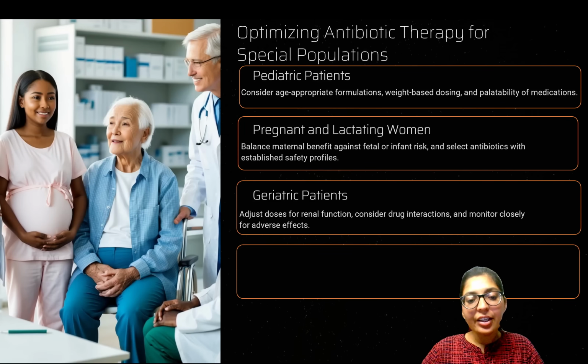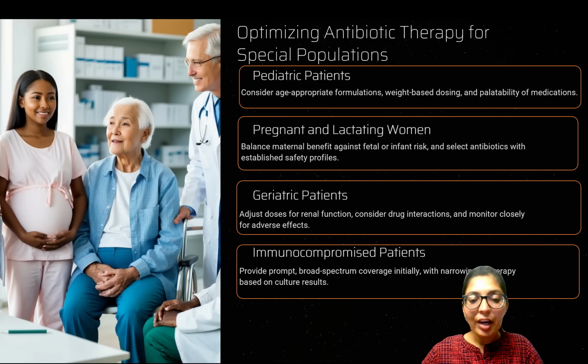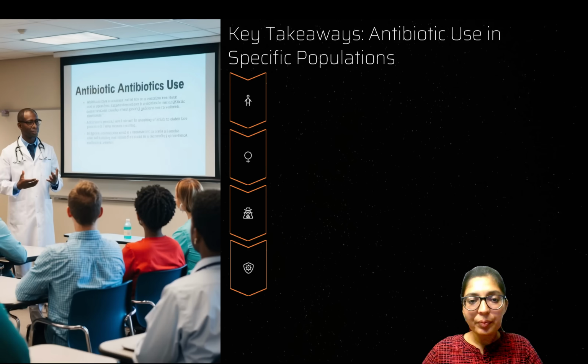Geriatric patients: adjust doses for renal function, consider drug interactions and monitor closely for adverse effects. And last one is immunocompromised patients. Provide prompt broad-spectrum therapy initially, with narrowing of therapy based on culture results.